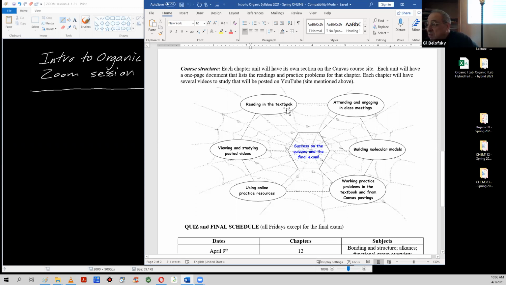So doing the reading in the textbook, attending and engaging in these class meetings if you can, building the molecular models I mentioned, working lots of practice problems, that's really, really key. The other online resources that are becoming available, like the tutoring and maybe some more practice problems. Checking out the videos and really watching them, maybe stopping them, taking notes, watching them more than once. So all of those contribute, hopefully you can see my pointer moving, to the central part here, success, right?